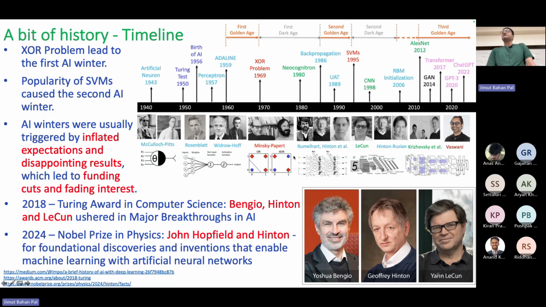which led to funding cuts and fading interest. So now is mostly the golden era of deep learning, since there was a Turing Award awarded to Bengio, Hinton and LeCun in 2018. Also Hinton and Hopfield got the Nobel Prize in physics for their contribution to artificial neural networks.